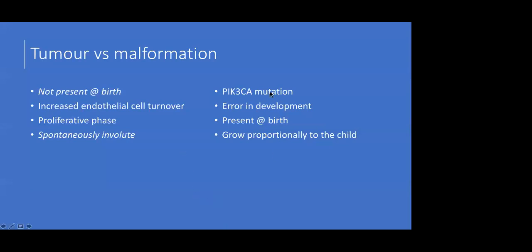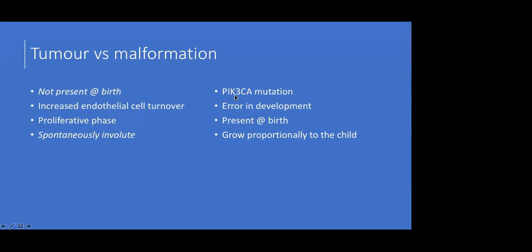In 1993, they defined a classification of congenital vascular malformations. And they defined two major categories: vascular tumors versus vascular malformations. So tumors are generally not present at birth, with one exception being congenital hemangiomas. They generally have increased endothelial cell turnover. They do show a proliferative phase, and then most of them will spontaneously involute, with the exception of non-involuting congenital hemangiomas.